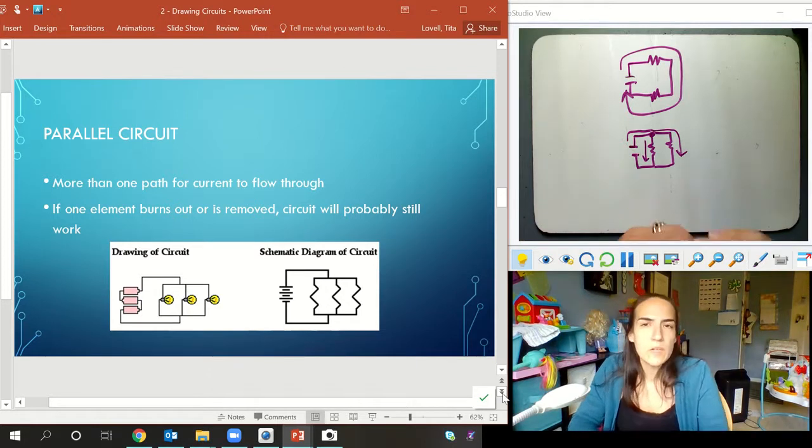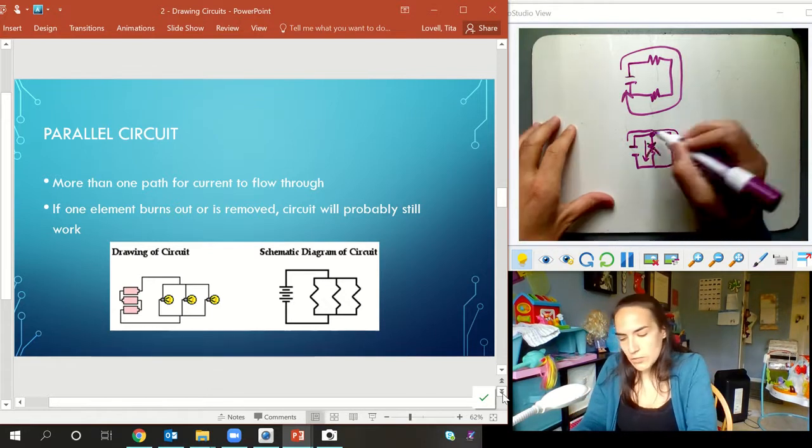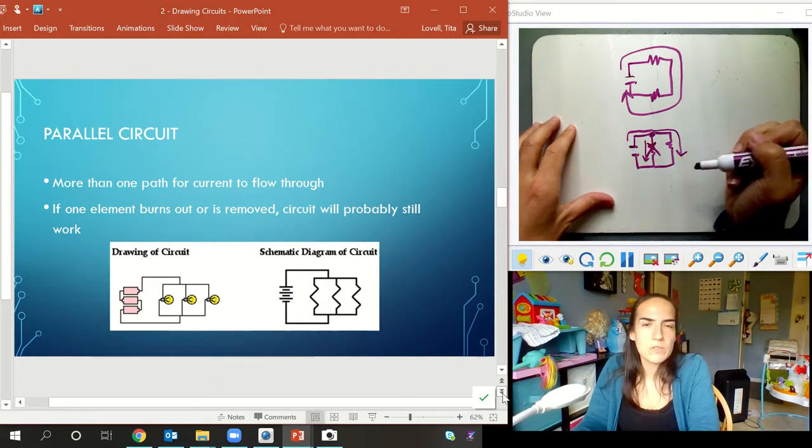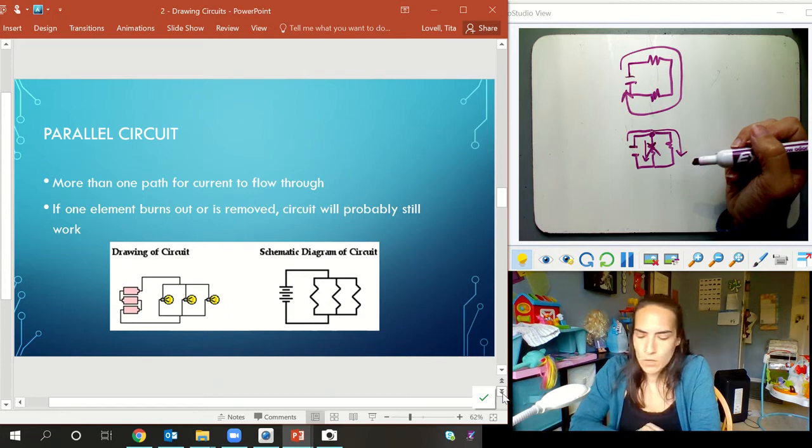Okay, so that would be an example of how there's more than one path for the current to flow. In the case of this parallel circuit, if one element is burnt out, doesn't matter because you still have another path that the current can flow. So it's not required like the series circuit where if one goes away, the whole thing doesn't work. In this case, most of the time it's going to continue to work.